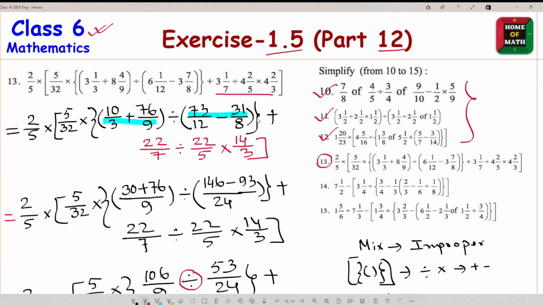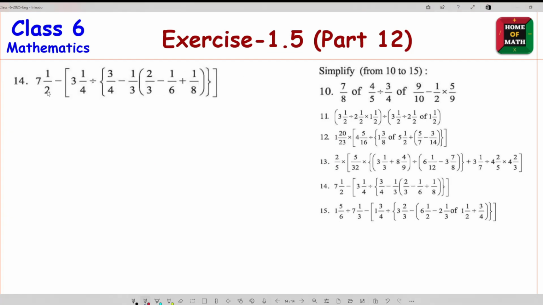So number 13 done. Now we will start 14, and in this video we are trying to solve 14 and 15 also. 7 1 by 2, this one we can write 7 times 2 is a 14, 14 plus 1 is a 15 by 2, minus third bracket. This one we can write 3 1 by 4, it means 13 by 4, divide second bracket start 3 by 4 minus 1 by 3.